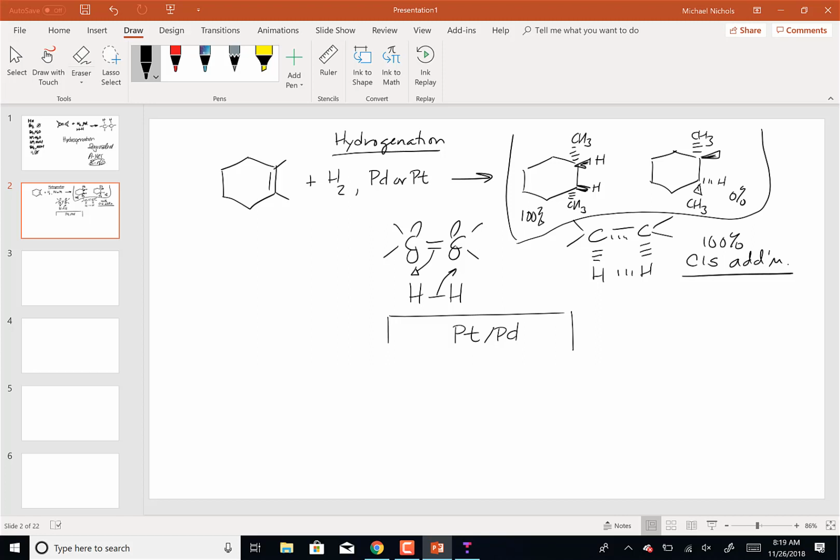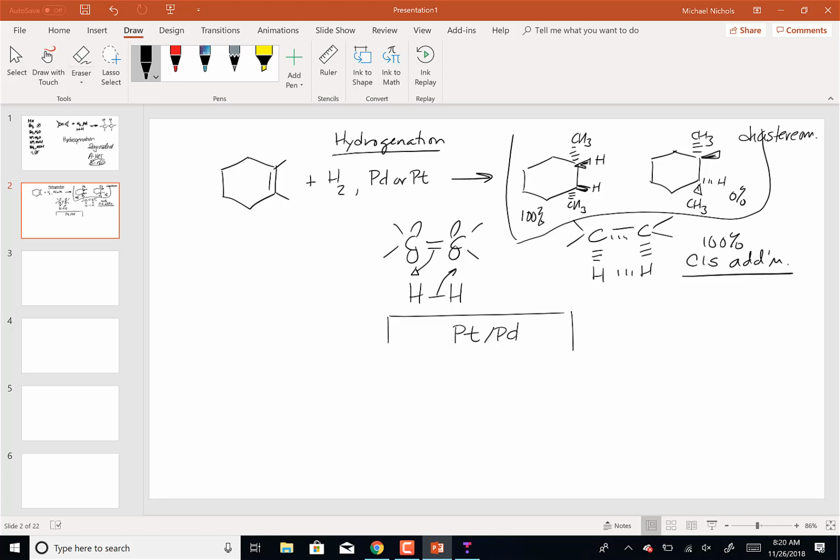How are they diastereomers? Top carbon has what? Same configuration. Bottom carbon has opposite configuration. That makes them diastereomers. So these two are diastereomers. Did the reaction select one over the other? Yes.